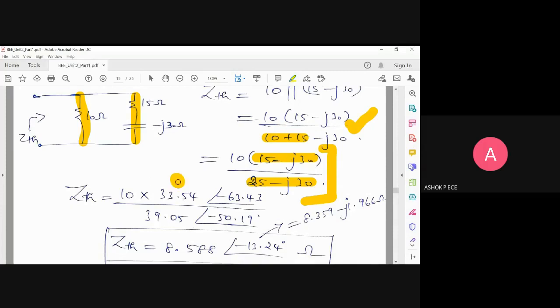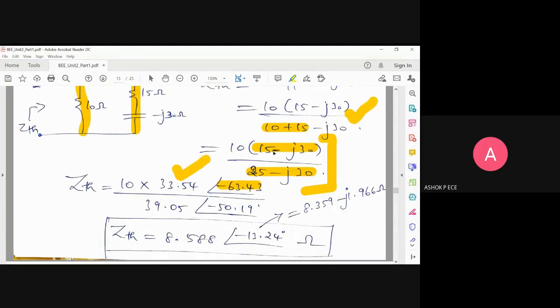So the magnitude of the numerator is 33.54, angle minus 63.43, and the polar format for the denominator is 39.05, angle minus 50.19. The magnitude formula is the square root of real part square plus imaginary part square. The angle formula is tan inverse of imaginary part divided by real part. When you take the real part or imaginary part, you have to take it along with the sign. In both cases you have a minus sign. So it is tan inverse of minus 30 by 15. For the denominator, tan inverse of minus 30 by 25. The minus sign should come.